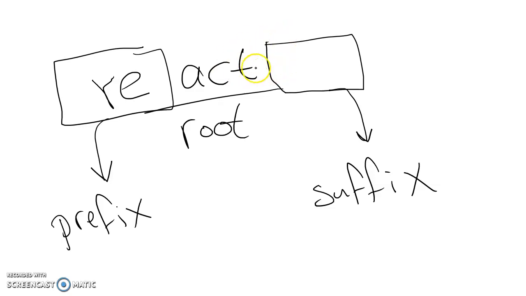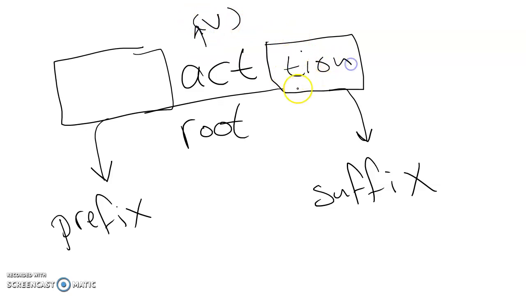Now, if I add something to the end of this root, this will change the part of speech of this word. For example, the part of speech of the word act is a verb. If I add the suffix tion, for example, I will get action. This suffix will change the word act from a verb to a noun. This is in brief the difference between prefix and suffix.